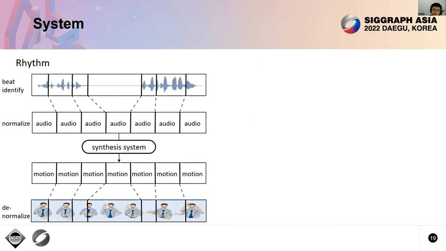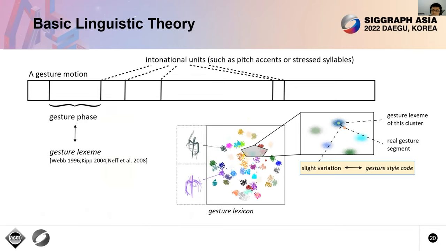And the semantic part is more complicated. I think it's the most interesting part of this paper. We took a look at some linguistic theory, which studies a lot about how humans perform their gestures. They have some conclusions. One of them is that gesture motion consists of a sequence of gesture phases. These gesture phases align with the intonational units of the audio. This gesture phase is often referred to as a gesture lexeme.